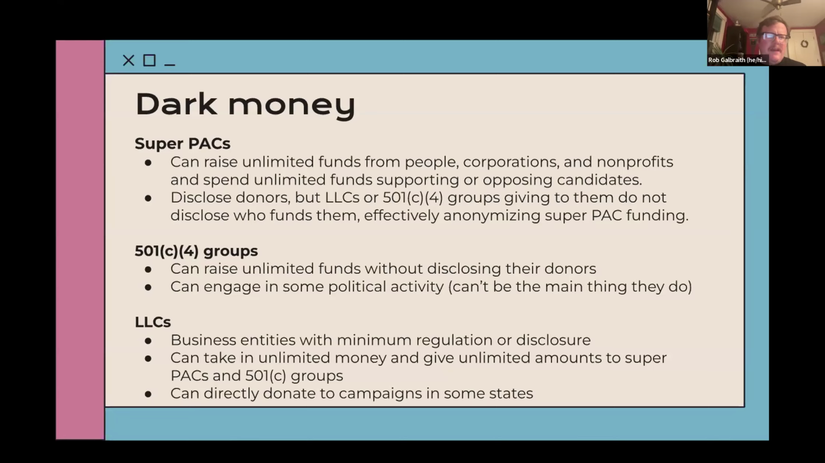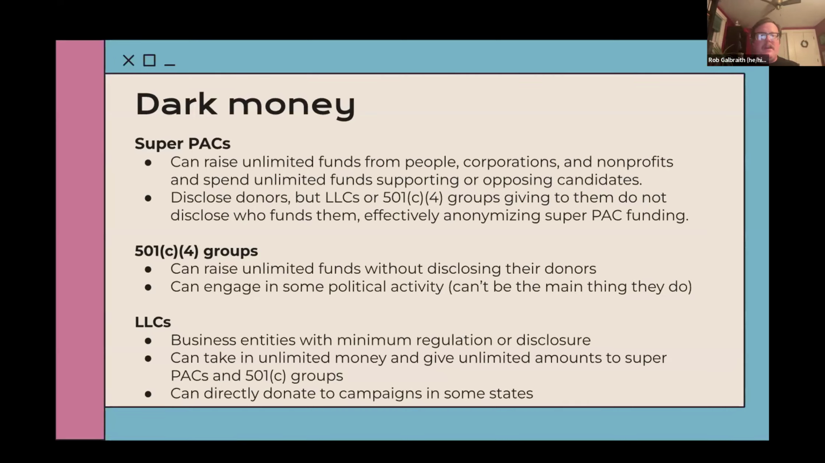Speaking of 501c4s, these are groups that can raise unlimited money. They don't have to disclose their donors. They are allowed to engage in some political activity, including some of this donating.